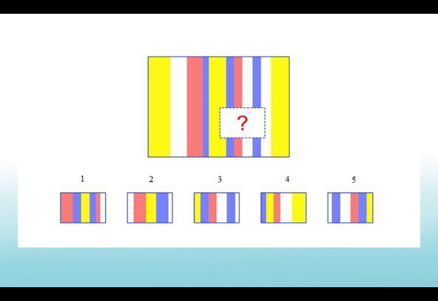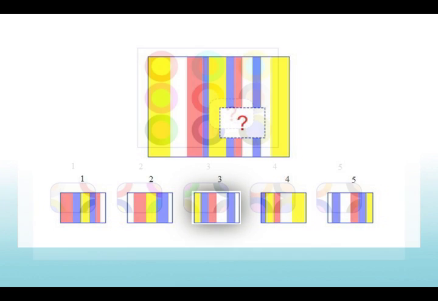This is another pattern completion question. It looks kind of hard, but it's pretty easy. The answer is 3 because all the colors are in the right order and place. If you start from the left side of the missing piece, you can see that you need yellow, then blue, then pink, then white, then blue, and then white.